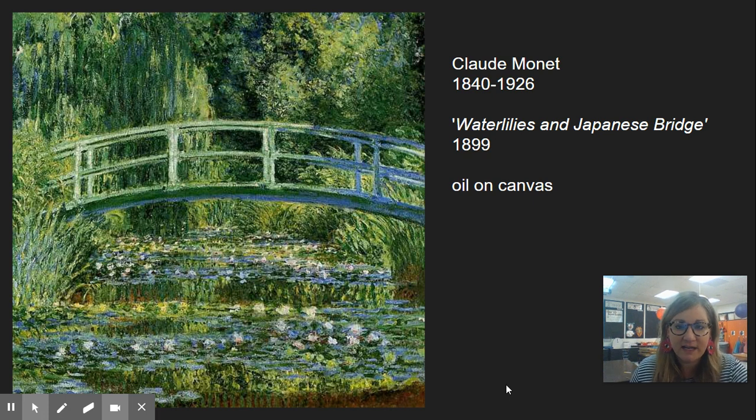So let's talk about Claude Monet. You visited Monet's garden, or if you didn't, you can try it again this week. This painting is called Water Lilies and Japanese Bridge, and it was painted in 1899. Oil on canvas means that it is an oil paint on a canvas, which is a stretched fabric. So you had a chance to visit this actual bridge if you did the virtual field trip, and I'm hoping you can see some similarities.